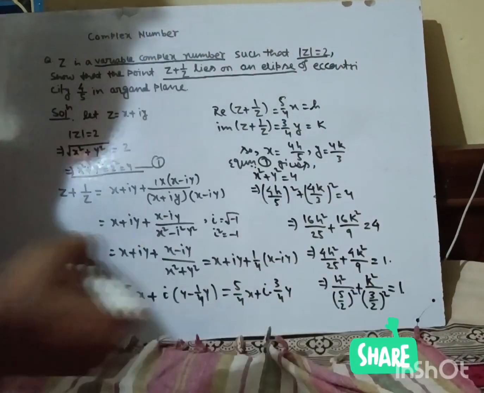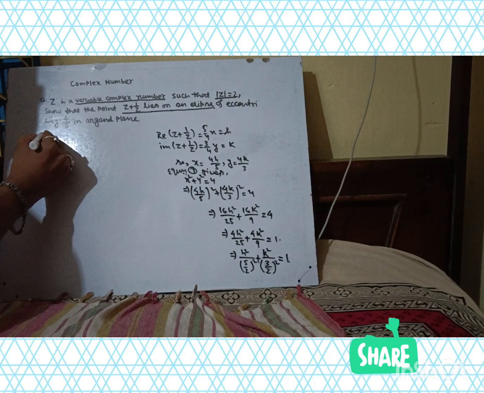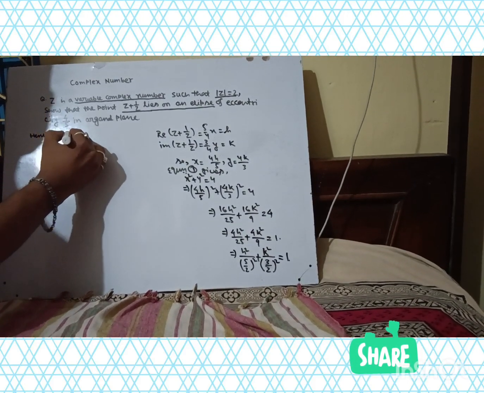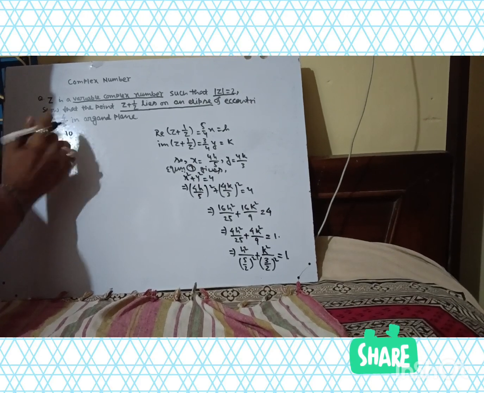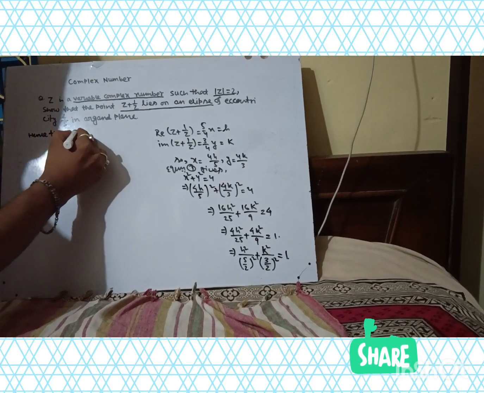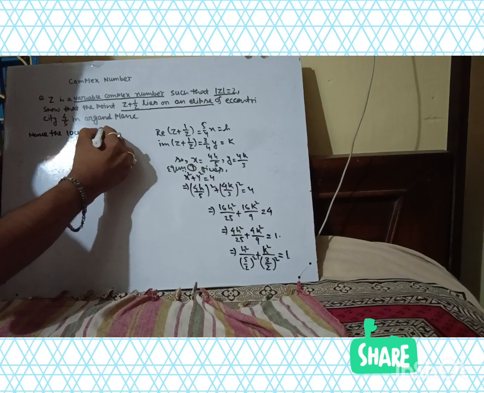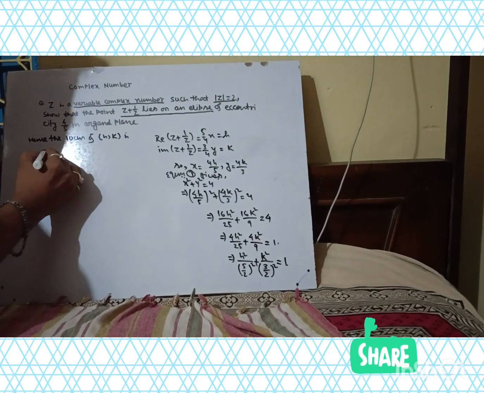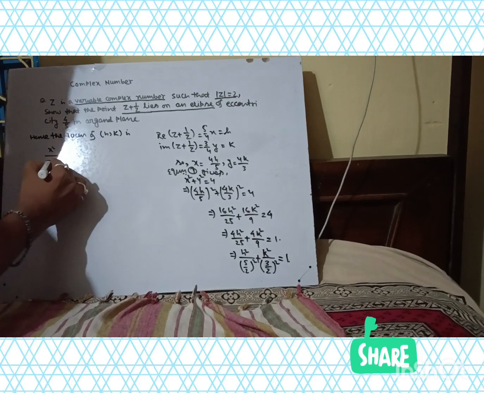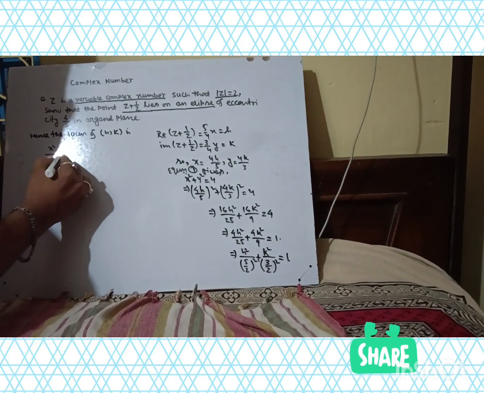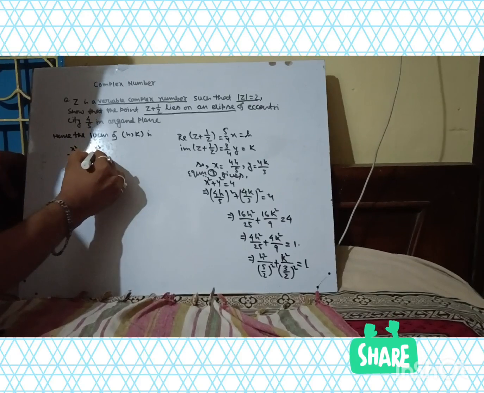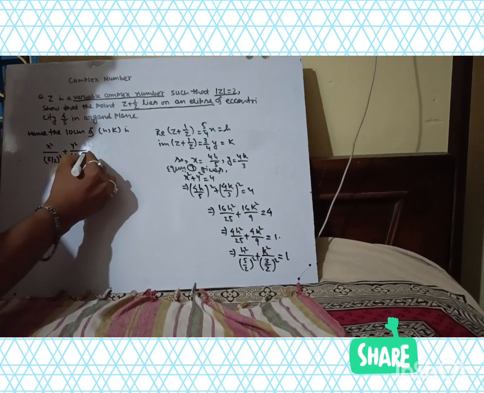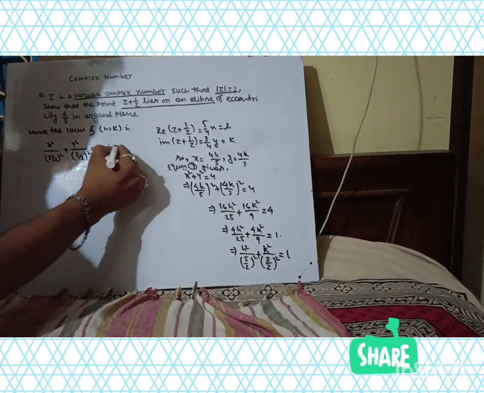Hence the locus of (h, k) is x square by (5 by 2) square plus y square by (3 by 2) square is equal to 1, which is an ellipse.